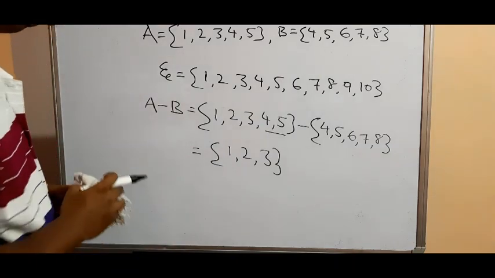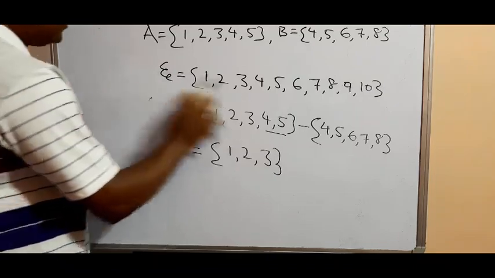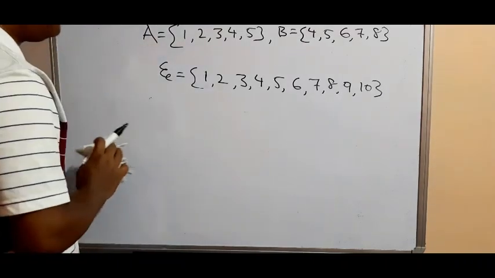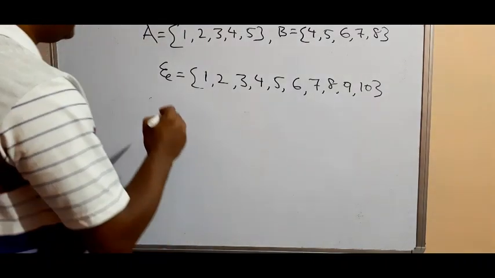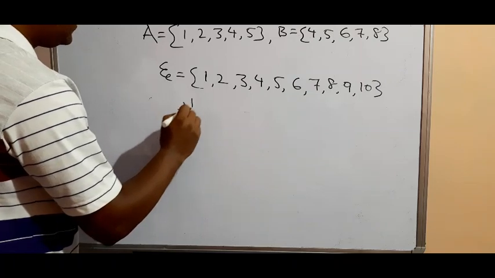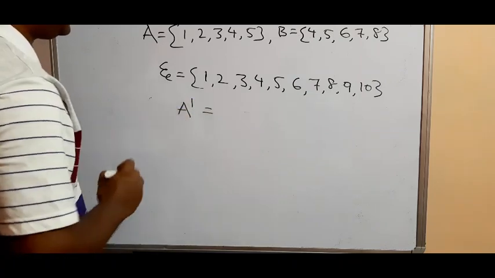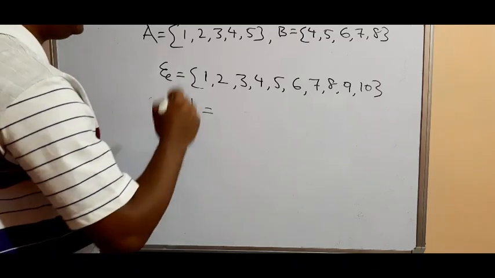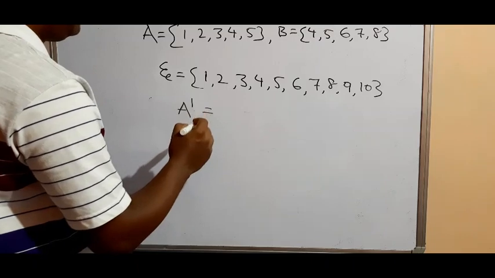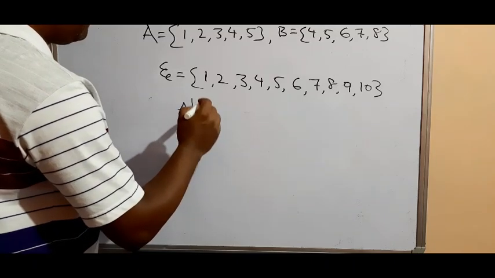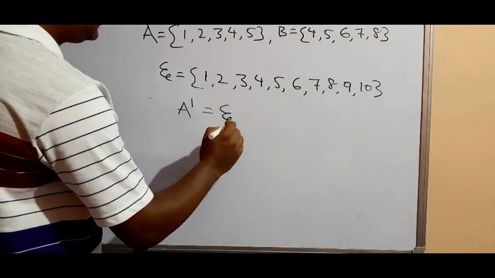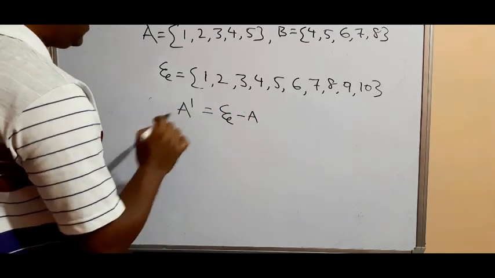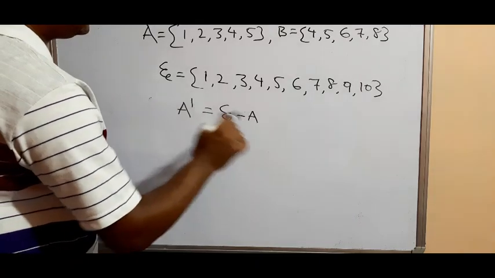Then the next part is the complement of a set. How will you find the complement of a set? Suppose the complement of A. The complement of set A is written as A dash. So how will you find the complement of set A? Whenever a set's complement is given, you have to find the difference of the universal set minus that set. Suppose B dash is given, then universal set minus set B.